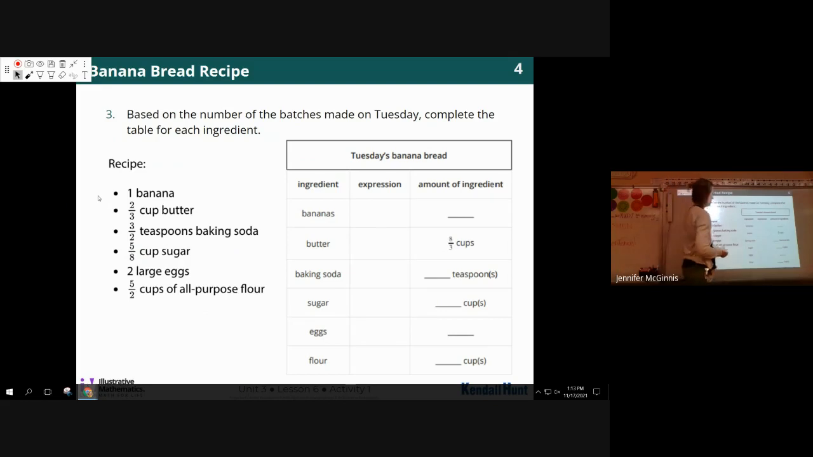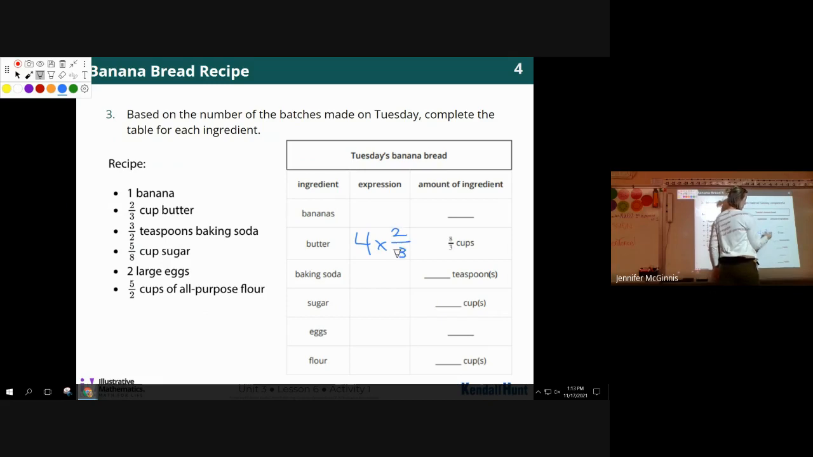Okay, so based on the number of batches made on Tuesday, complete the table for each ingredient. So we already did this expression for the butter. What was the expression? 4 times 2/3. 4 groups of 2/3. That is the expression that goes there for butter.